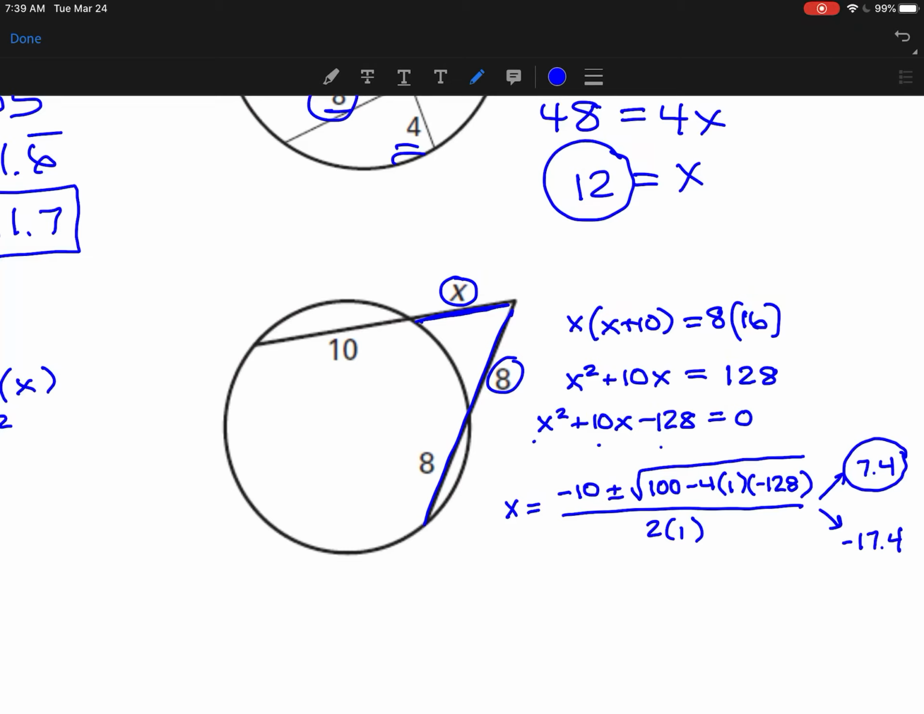So that was fun. What I want you to get out of that is, can you set that up? If you can set that up, you'll be fine. And on the questions I ask you, I'm going to have the x positioned differently, so you won't have to come to the quadratic formula.